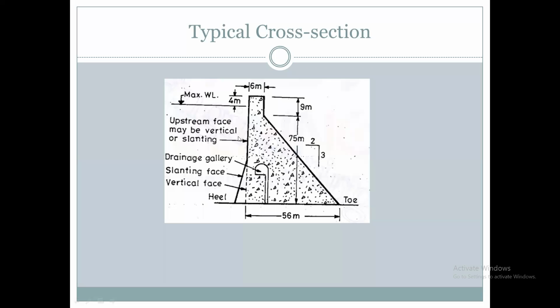Sometimes the upstream face is kept vertical, or it may be a slanting edge, inclined at the bottom, or sometimes it may be kept vertical. This is the cross section of the dam. The cross section will be like this. Concrete is filled inside this dam. See this. It's filled with concrete.